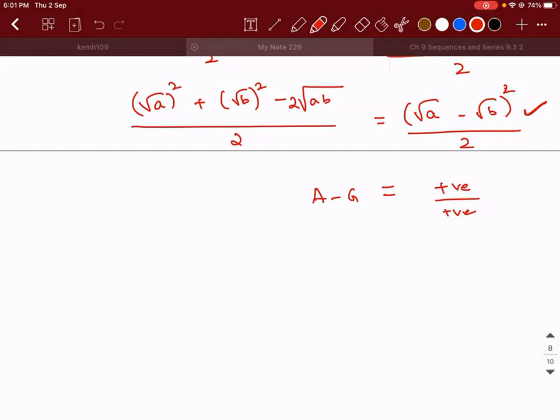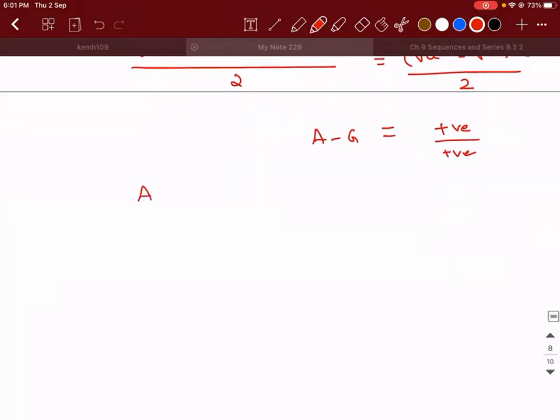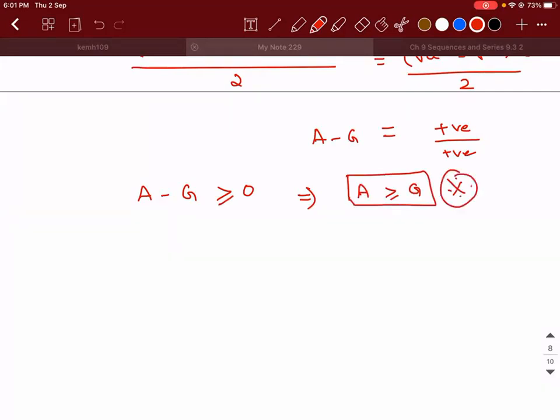It's simple, guys. Root A minus root B is equal to 0. What is the relation between A and B? Root A should be equal to root B. That is, A should be equal to B. So arithmetic mean minus geometric mean can be a positive value or at the max equal to 0. So there is a relation. Arithmetic mean is always greater than or equal to geometric mean. This is an important relation.